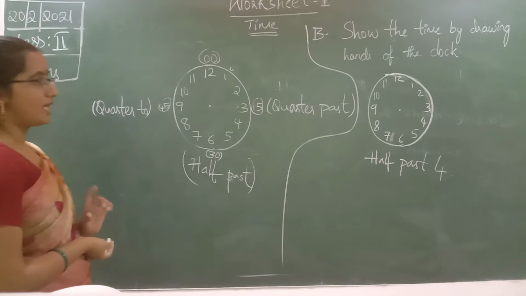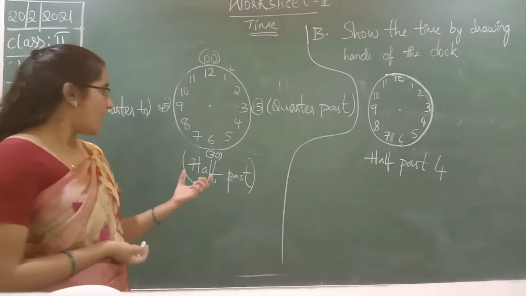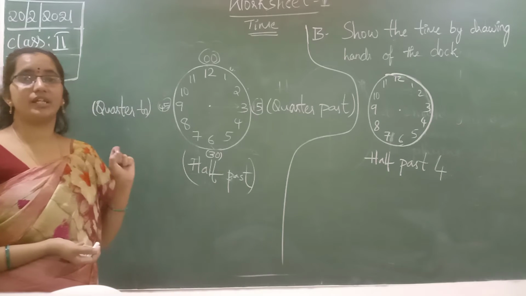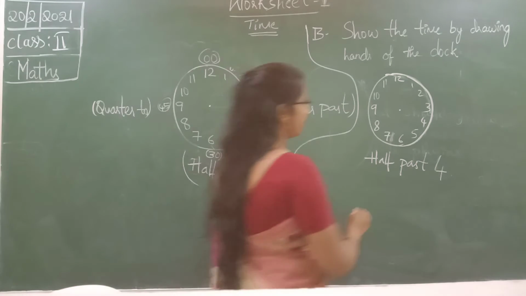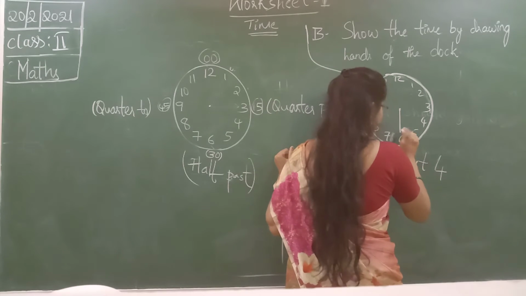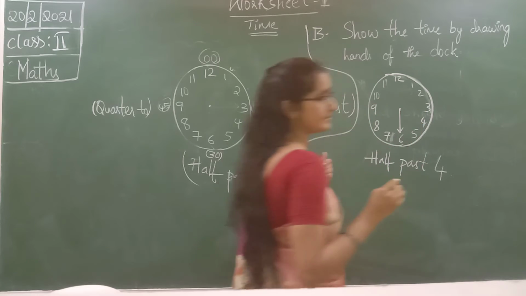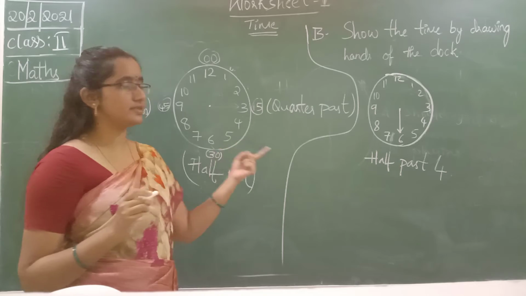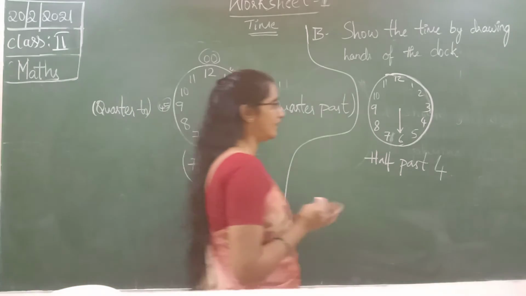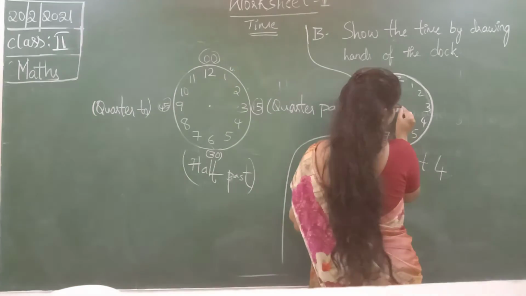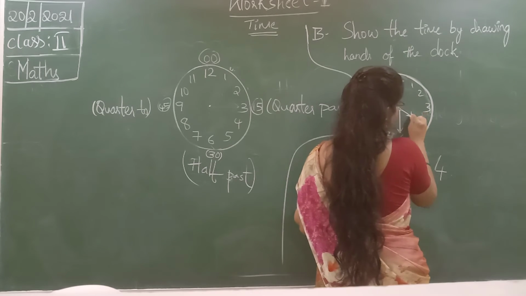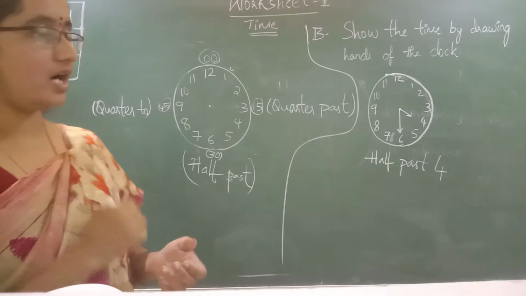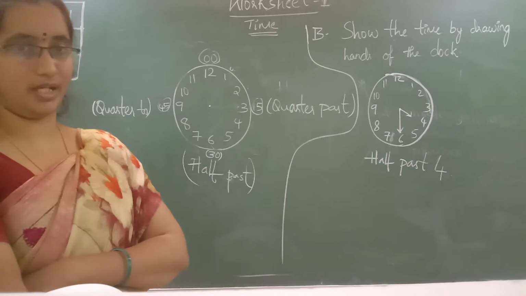They asked half past. Half past means the minute hand should be at 6. They gave 4, so the hour hand should be at 4. And remember, the hour hand should be less than the minute hand.